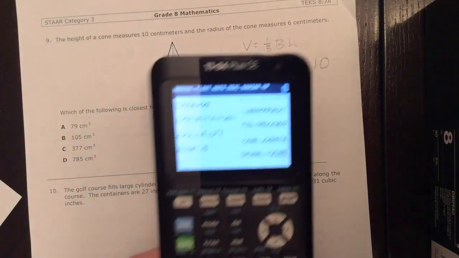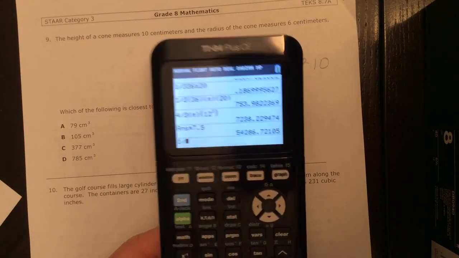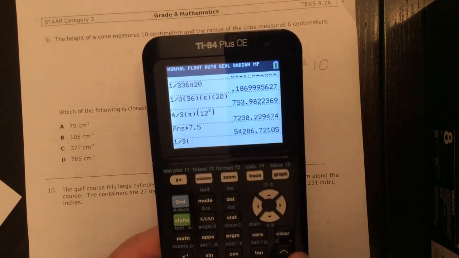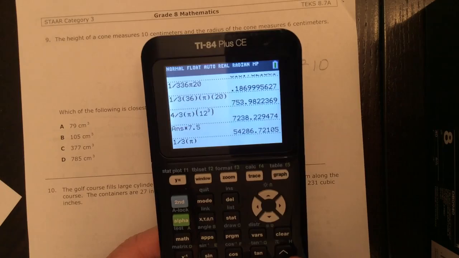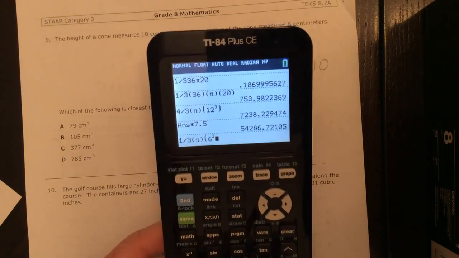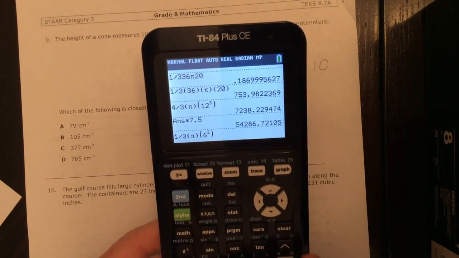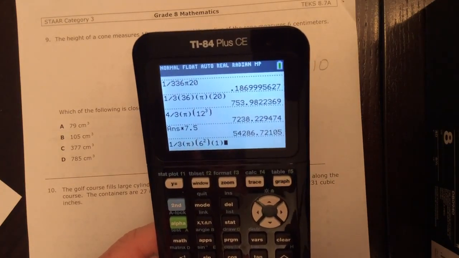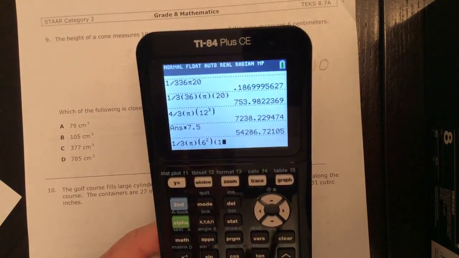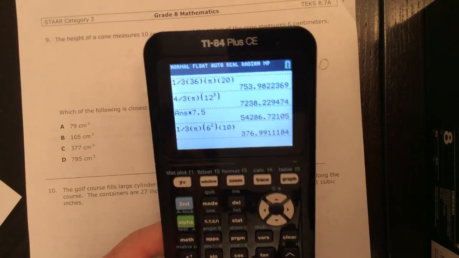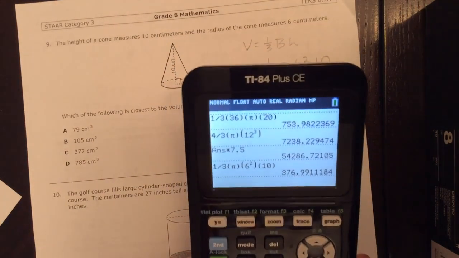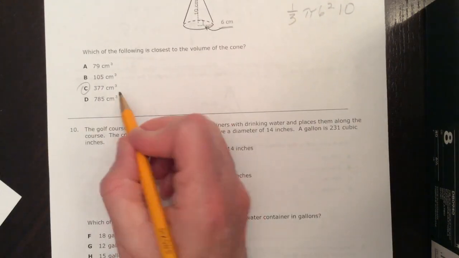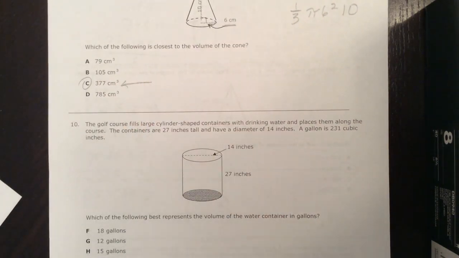So now we can put that in the calculator and let's see what we get. 1/3 times pi times 6 squared times 10. Whoops. Okay. 376.99. So our answer is C. There we go. Last one and we're done.